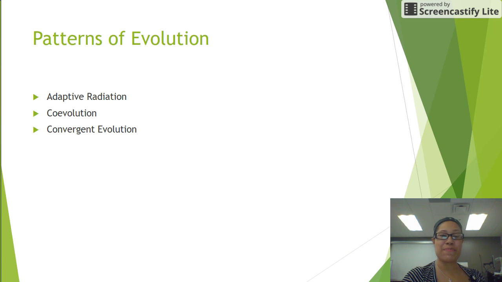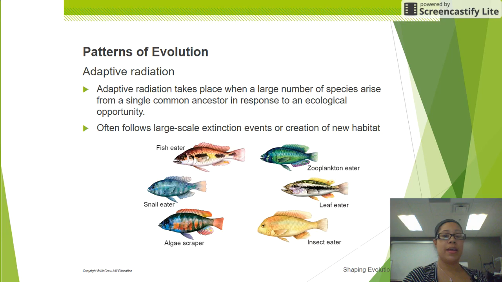Okay, let's talk about the different patterns of evolution. We have adaptive radiation, coevolution, and convergent evolution. Adaptive radiation is where you have one common ancestor and lots of different species are going to come out of it. So they're going to adapt and it will radiate out. So you see here we have the fish. They eat lots of different types of things. They look very different, but they all came from a common ancestor.